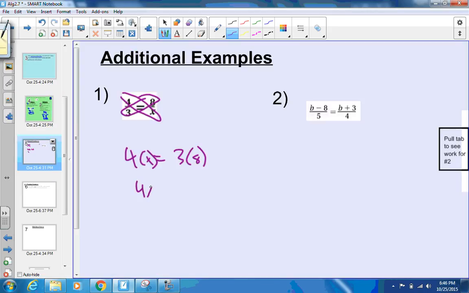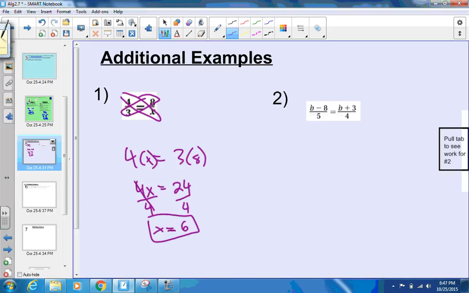We're going to simplify this as 4x equals 24. So we have to do the inverse operations then to solve for x. Should just be dividing by 4 on both sides. So x is equal to 24 divided by 4, I believe, is 6. If you would plug it in, those would be equivalent fractions.